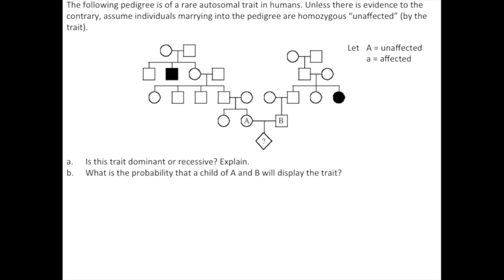In order for an individual to be affected, they have to be homozygous little a. So these two individuals are both homozygous. Their parents are all unaffected, but have affected children, so they must all be heterozygous, so that they can pass on the little a allele without being affected themselves. Then, we know that individuals marrying into the pedigree are homozygous unaffected, so they must all be big A. At this point, we're out of people whose genotypes we can say for sure, and we haven't figured out the probability that A and B are heterozygous yet.